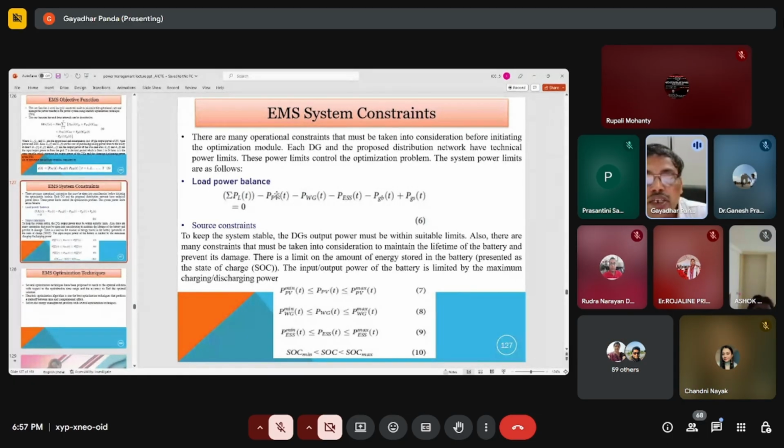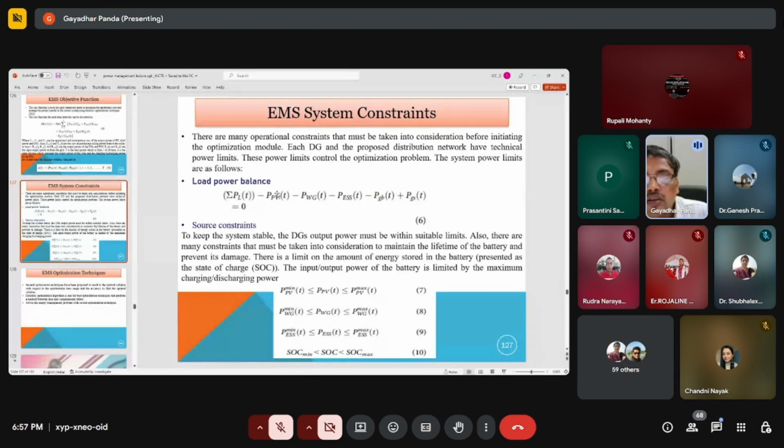And there are different constraints, source constraints. That means you cannot go below the PV minimum and PV maximum. That is a source constraint. For PV, wind, and storage system, again the SOC minimum and SOC maximum, these are the constraints.